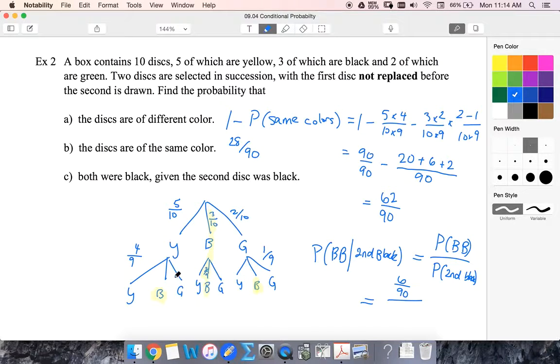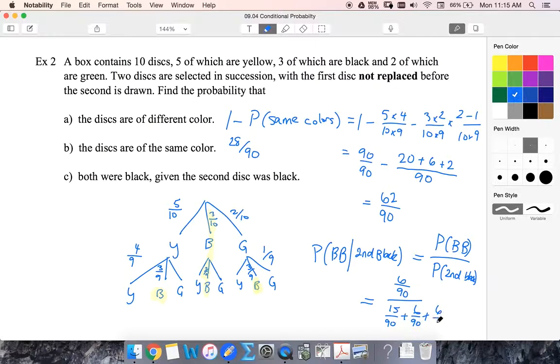My denominator, well, to get to this one, first I have to go to the 5/10 and then come down to the black. If I've taken away a yellow, there's still 3 blacks. That's 3 out of 9. If I've taken away a green, there's still 3 blacks, 3 out of 9. So my denominator is going to be 5/10 times 3/9, so that's 15/90, plus the option we had, 6/90ths, plus this last option. So to get here, I can't just take 3/9, I have to go to the 2/10 first.